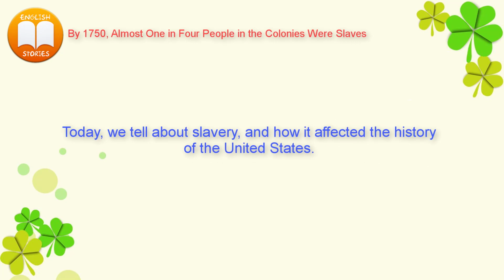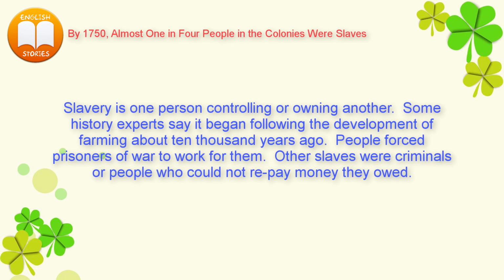Today we tell about slavery and how it affected the history of the United States. Slavery is one person controlling or owning another. Some history experts say it began following the development of farming about 10,000 years ago. People forced prisoners of war to work for them. Other slaves were criminals or people who could not repay money they owed.